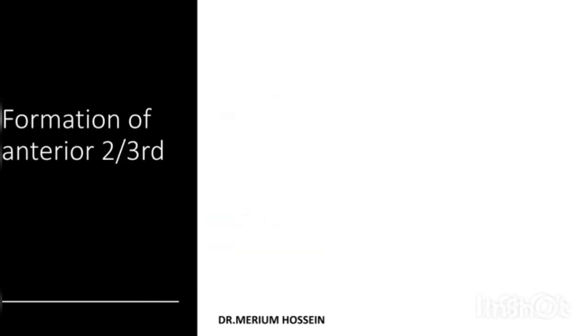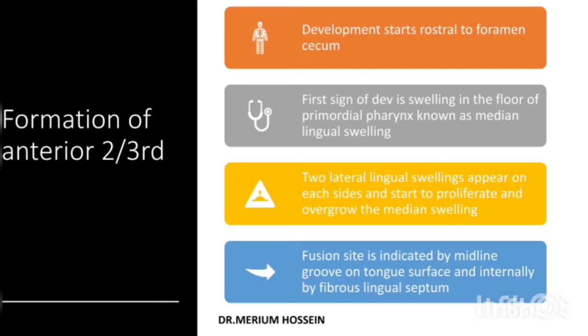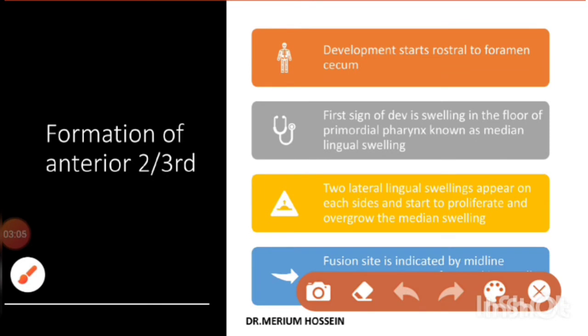So moving on towards the formation of anterior 2/3. Now there is a very important landmark which is foramen cecum. Let's imagine foramen cecum is over here, and this is the anal area, this is the mouth area. Mouth side and the anal side. Now anything which is present towards the mouth, we always call it rostral. It is present rostral to some reference point.